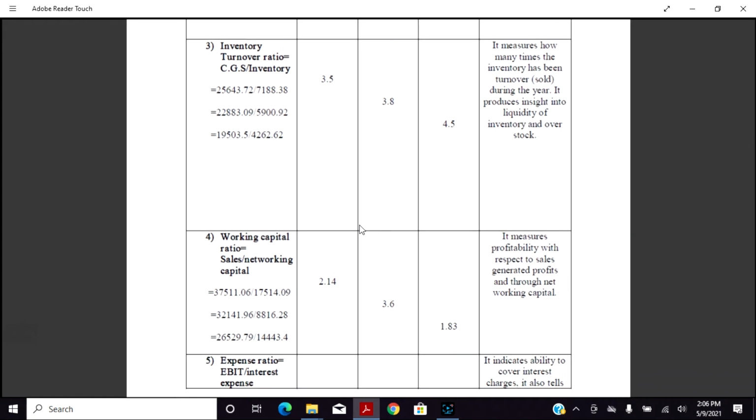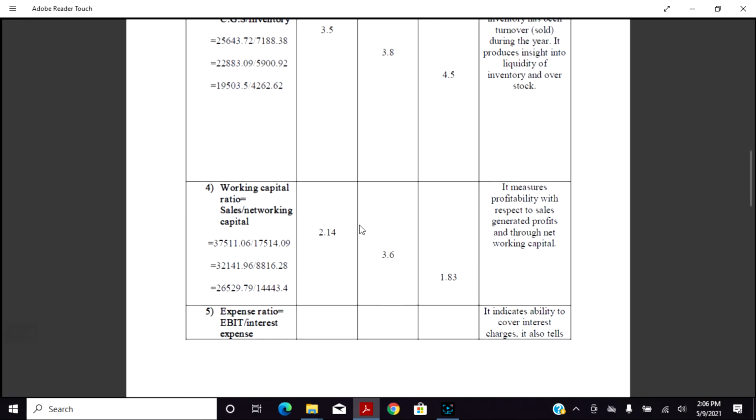Working capital ratio, and it is equal to sales divided by net working capital. It measures profitability with respect to sales generated through net working capital. This ratio is very useful and many businesses use this ratio in daily life.